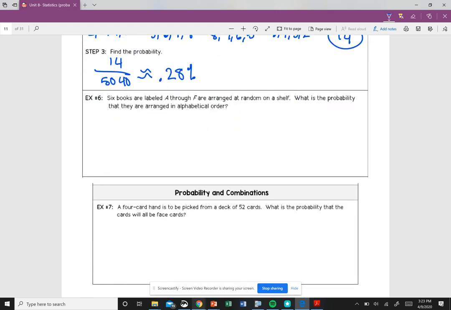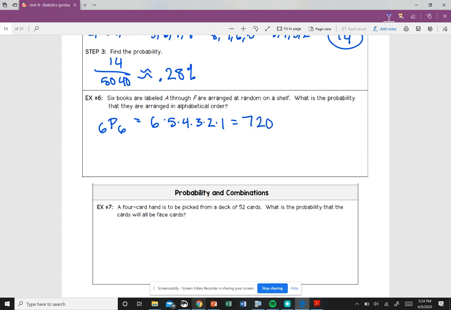So on this next one, 6 books are labeled A through F and arranged at random on a shelf. What is the probability that they are arranged in alphabetical order? So first, we've got our 6 books, and then we're arranging them. So we've got 6P6. We're arranging things in the exact order, so this is really just 6 times 5 times 4 times 3 times 2 times 1. That's the number of options we're going to have. And if you remember from 2 days ago, it's 720, it's 6 factorial.